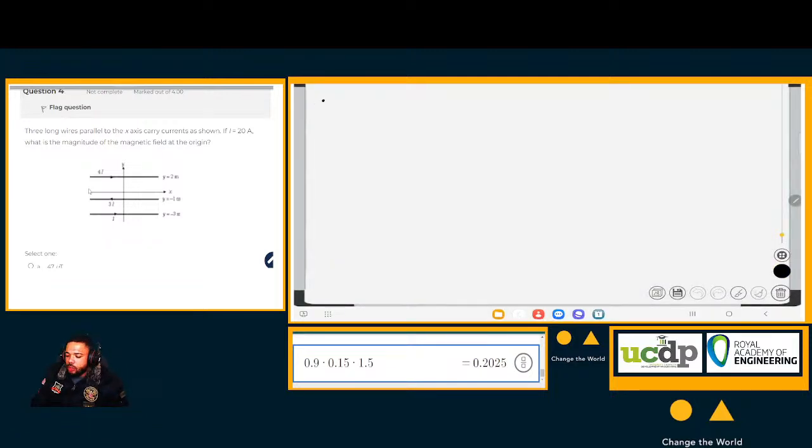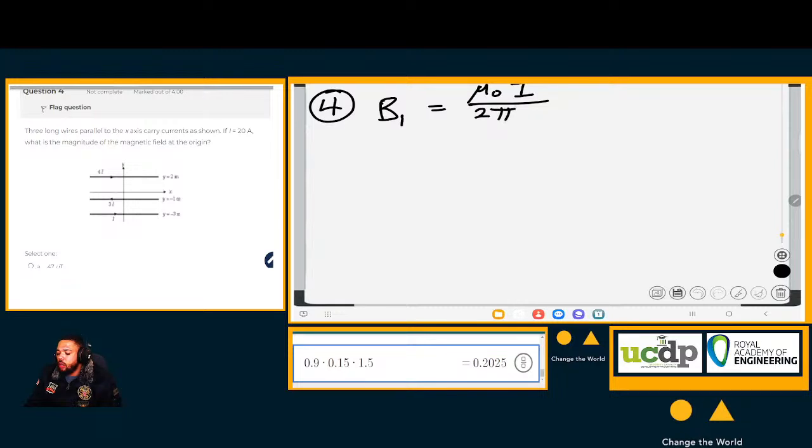So question number 4, let's calculate the magnetic field at the origin. Okay, we must always take the direction of the current into account. I just had a small brain freeze for some reason. Okay, so B1 is the magnetic field caused by the first conductor, and that is mu naught I over 2 pi r.